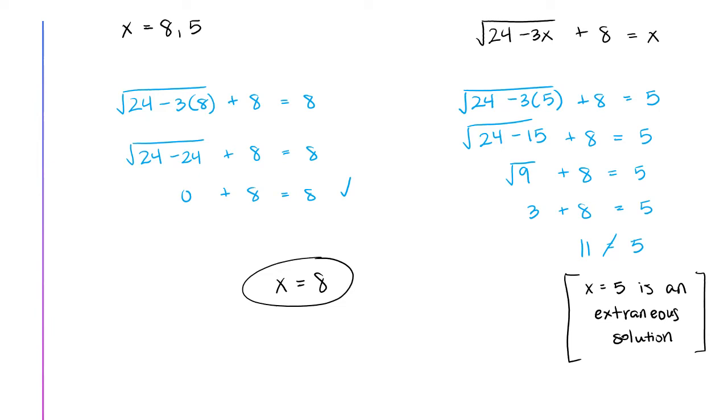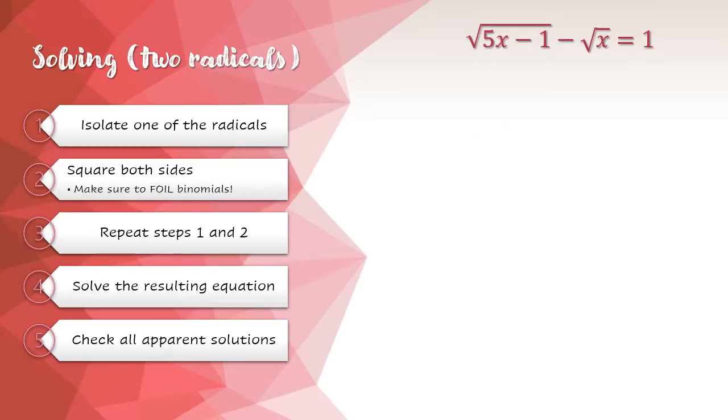Okay, so that's how we work with equations with one radical. What we end up with next is equations with two radicals. This is kind of going to be the same process, but maybe an extra step or two depending on how many radicals. So I should really call this 2 plus radicals, not just 2 alone.